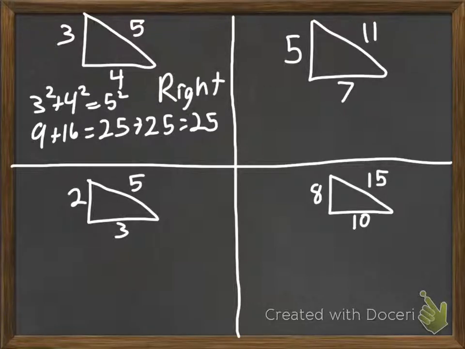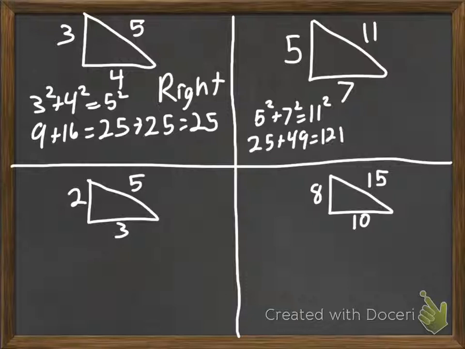We're going to go up to the top right. It's 5 squared plus 7 squared equals 11 squared. So that's 25 plus 49 equals 121. And 25 plus 49 is 74. And 74 is less than 121. So if a squared plus b squared is less than 121, then this is obtuse.